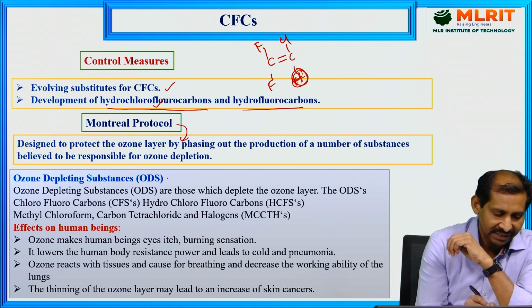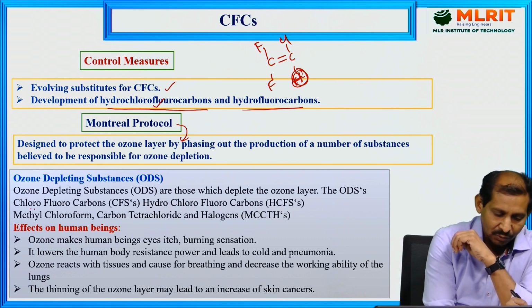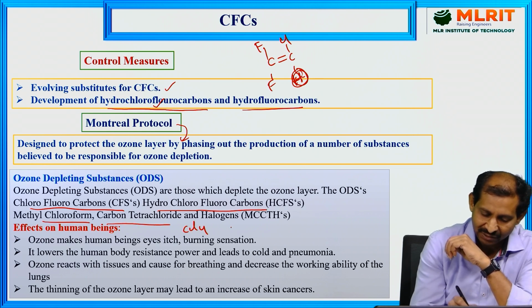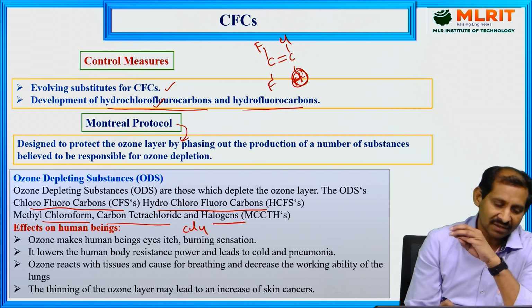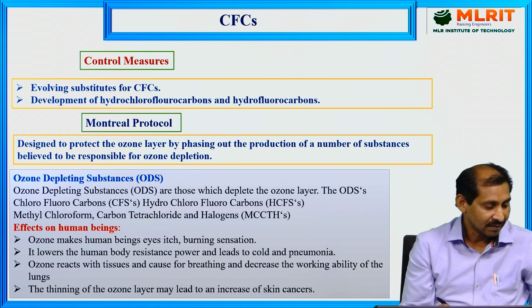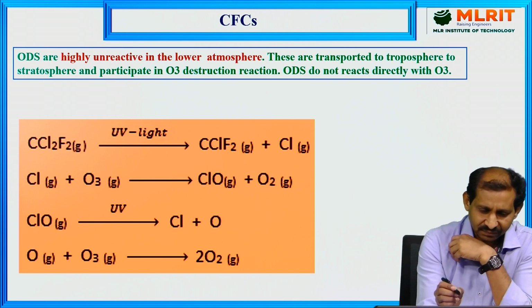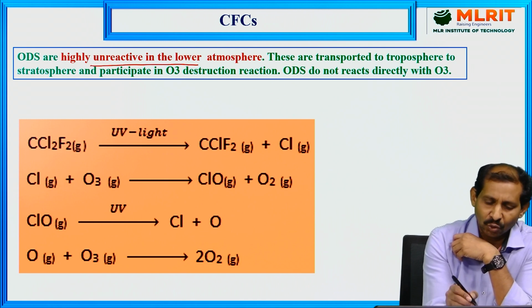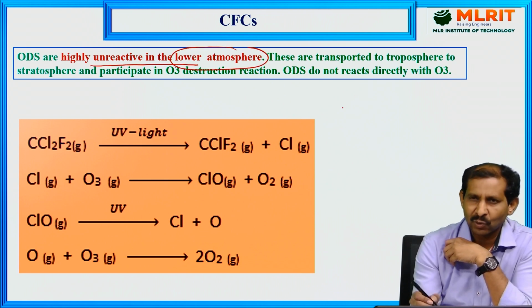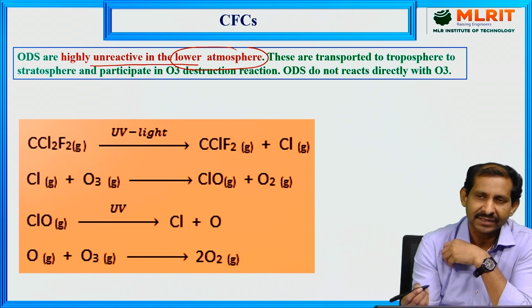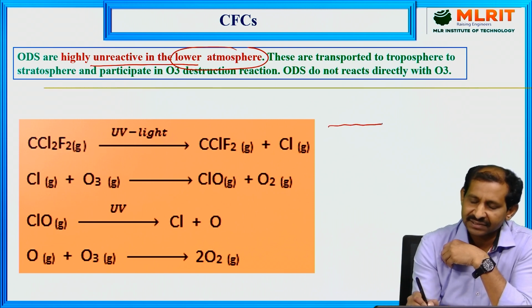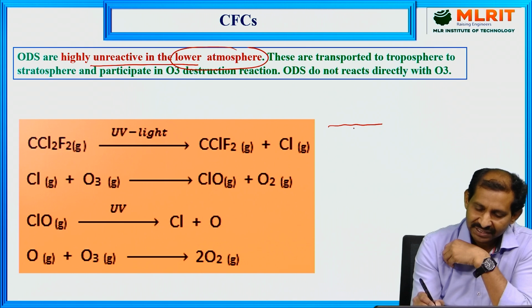Here are the ozone layer depleting substances. Generally they are chlorofluorocarbons, hydrochlorofluorocarbons, methyl chloroform, carbon tetrachloride, and halons. These are the major ozone layer depleting substances. Now coming to the chlorofluorocarbons. Generally these chlorofluorocarbons are highly unreactive in the lower atmosphere. For example, in our homes we use chlorofluorocarbons as a coolant in refrigerators and air conditioners, at the earth surface level. At the lower atmospheric level, these chlorofluorocarbons are not reactive.